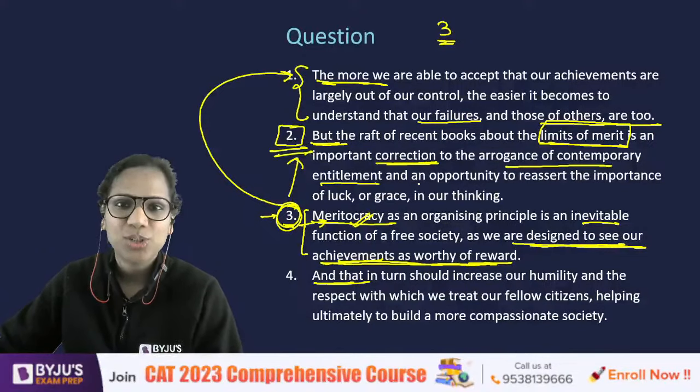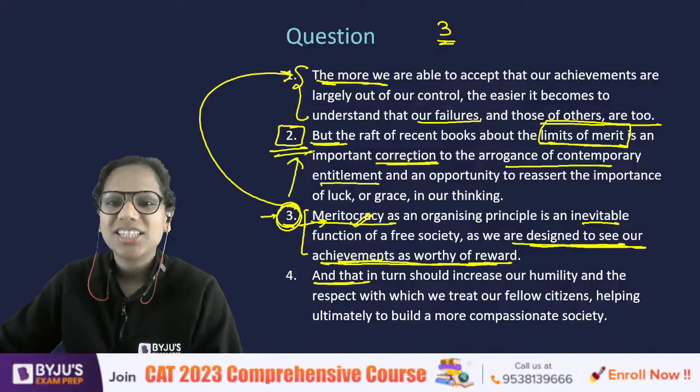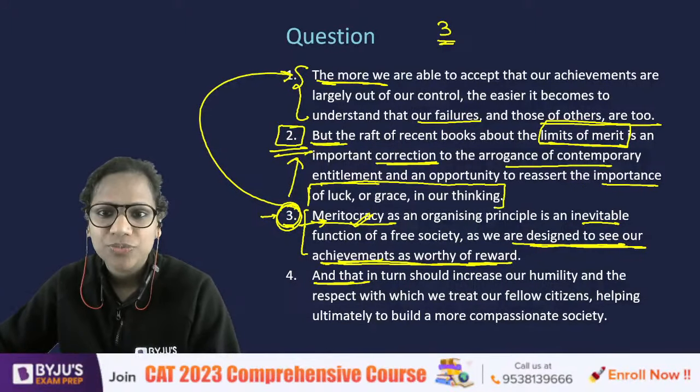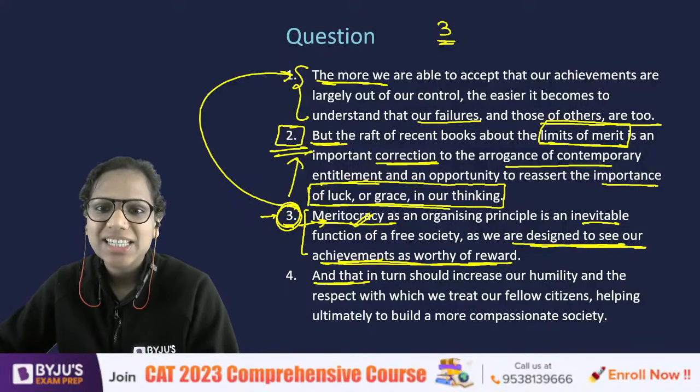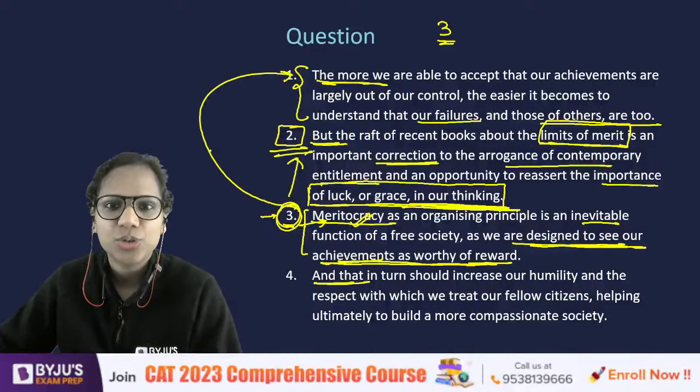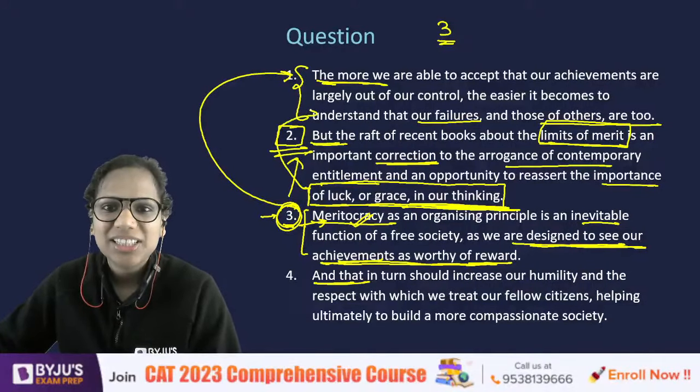Okay, or if I am meritorious, I deserve a reward. So this is an important correction, and it's an opportunity to reassert the importance of, now see this thematic clue, luck or grace in our thinking. So when I talk about luck, that means things that are out of my control, isn't it? So this is something that has been discussed here as well, largely out of our control.